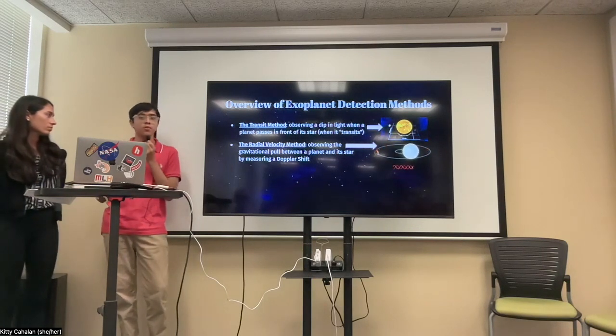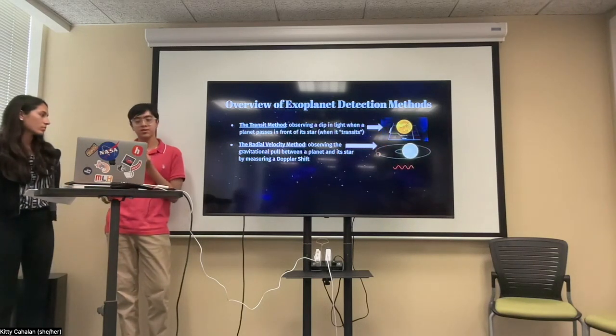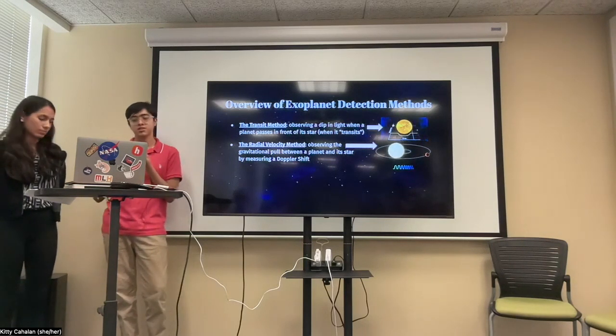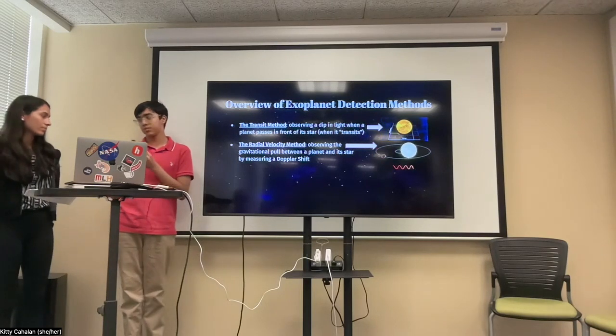So these two methods are both indirect imaging techniques. What this means is it allows us to indirectly infer some components of the planets that are orbiting it, such as its mass or size. But there are some other techniques for detecting exoplanets.